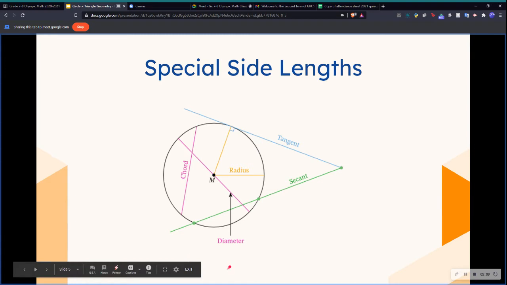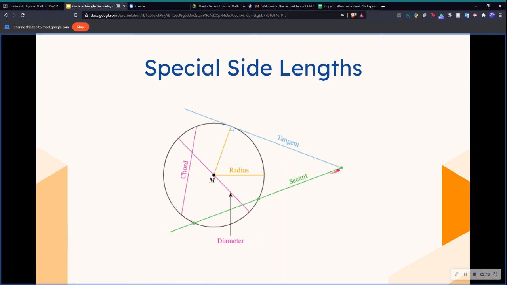You see there? And then now we have a secant line. A secant line is a line that passes through the circle, but then it's outside of the circle as well. So the secant line passes through the circle at these two points. It has to pass through two points, but it also extends outside of the circle. So that's how a secant is different from, say, a chord.